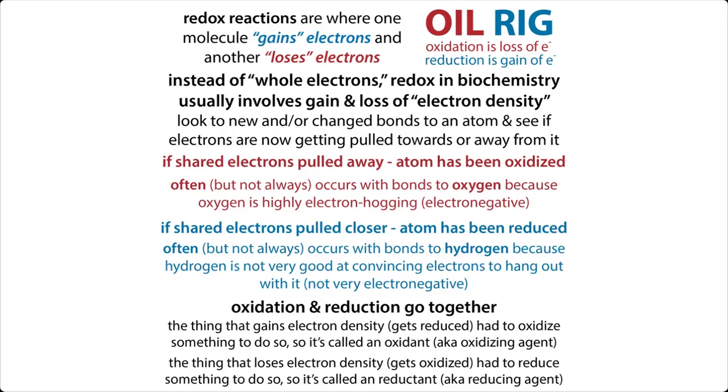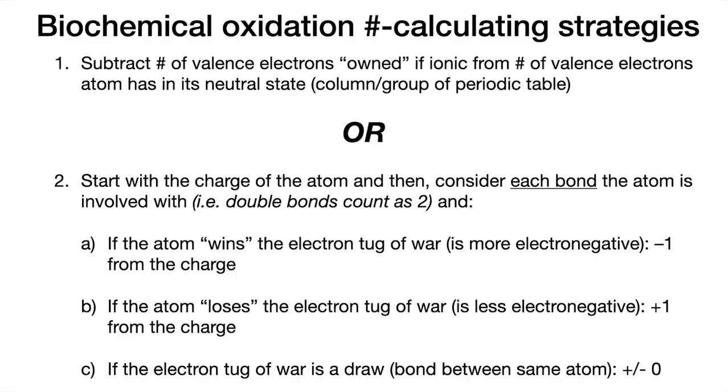So oxidation, loss of electrons or electron density, reduction, gain of electrons or electron density. We can make things formal by calculating the oxidation number. There are two main methods to do this. The first is you subtract the number of valence electrons owned if it were ionic from the number of valence electrons the atom has in its neutral state. So that's just the column or group of the periodic table. And that'll give you the oxidation number.